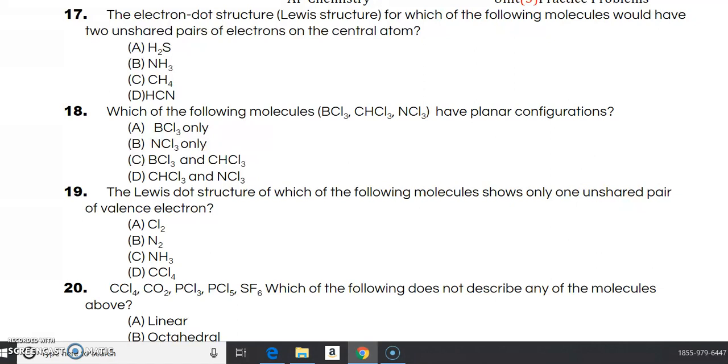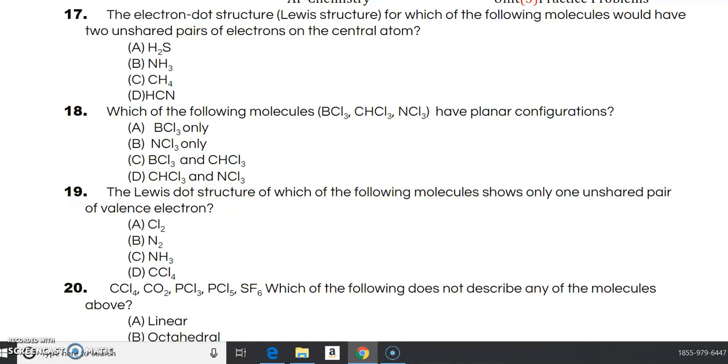18. It wants to know which one of these has a planar configuration. So you'll have to draw them with the Lewis structure. And A is our only answer because boron trichloride, once drawn, has boron as the central atom and 3 chlorines around it. Remember, boron only has 3 valence electrons. So it doesn't follow the octet rule. It's one of those exceptions.